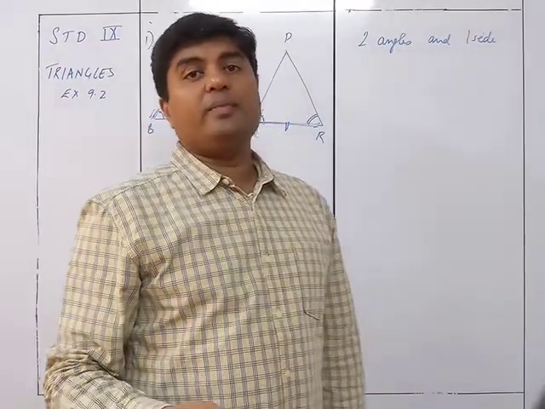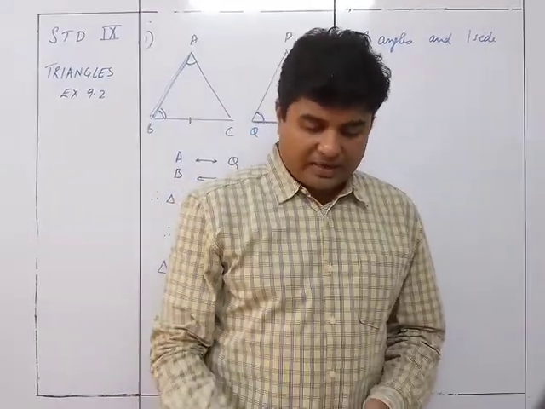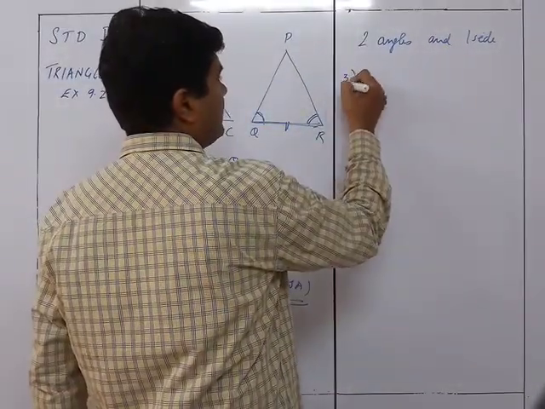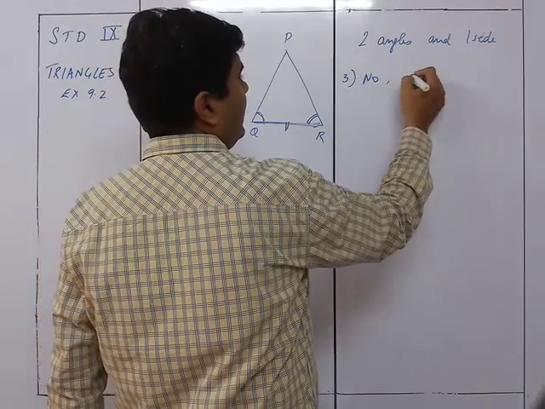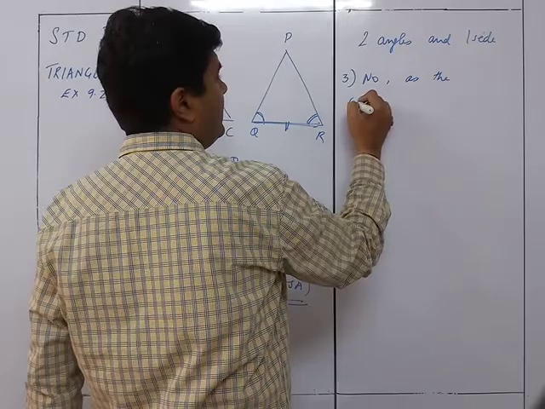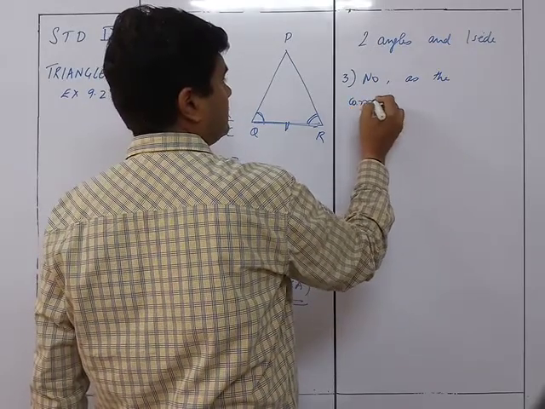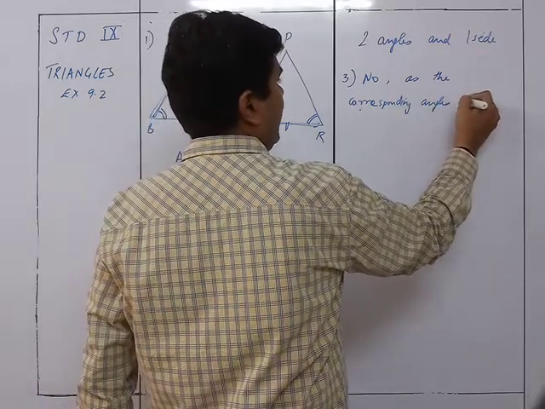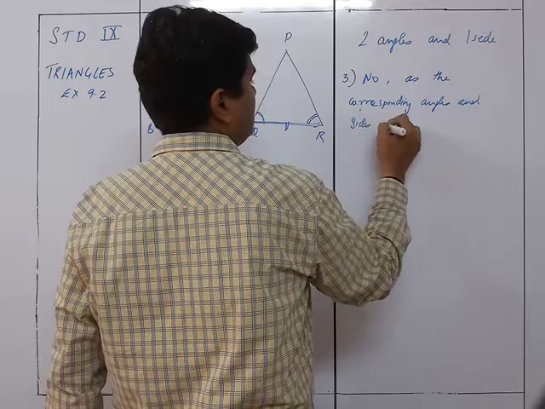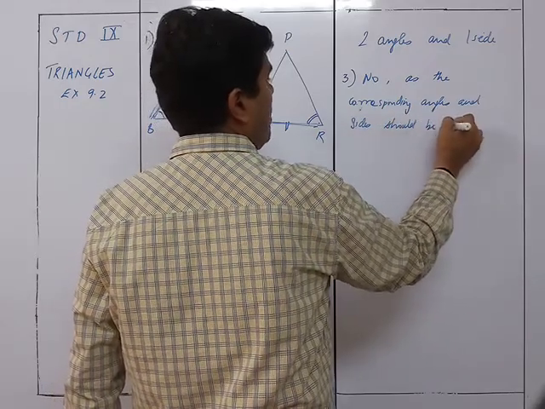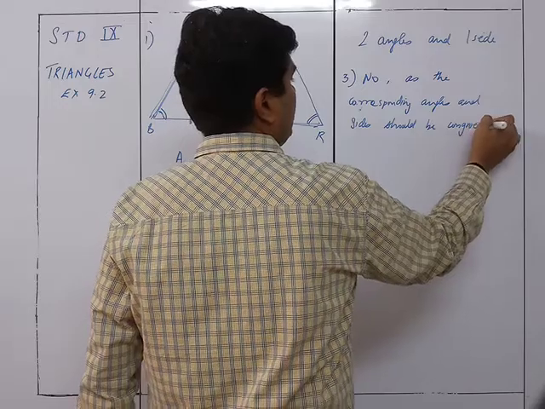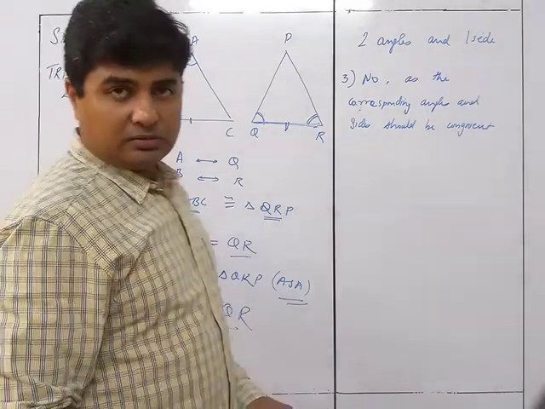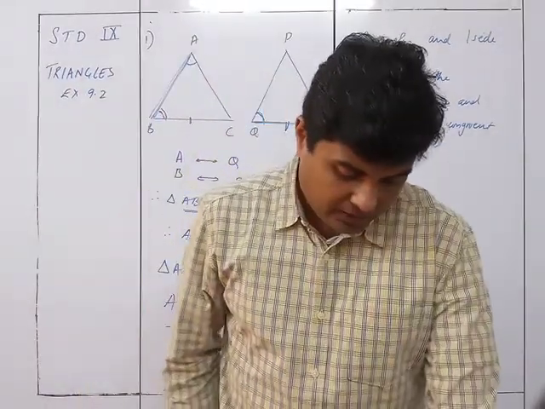So here it is very important that the correspondence holds. The answer over here is that the statement is not true. The answer is no, as the corresponding angles and sides should be congruent. In this case, it may not be corresponding, and in that case it is not congruent. So that is question number 3.